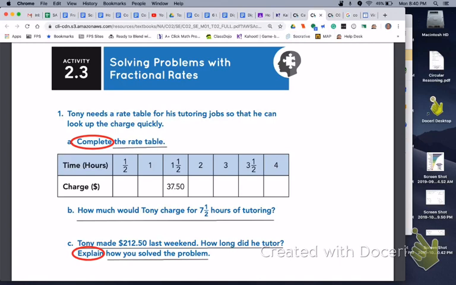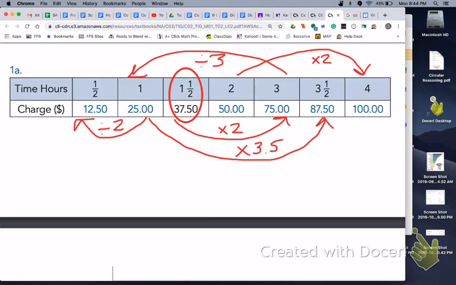Please turn to page 65, activity 2.3, solving problems with fractional rates. Please answer number 1, letters A, B, and C with your group. For number 1, letter A, I circled the initial ratio that you were given in the ratio table. This is what the rest of the ratio table should look like. I included my arrows and the scaling up and scaling down factors. Yours may have been different. Whatever scaling up or scaling down factors you used, you should still have the same equivalent ratios in your table. Please check it over with your group.